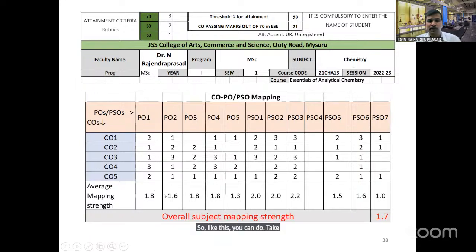Take the average of all this. The average mapping strength for PO1 is 1.8, 1.6, 1.8, etc. The overall average of all this last row means the COs are mapped with POs to a medium strength here, that is 1.7, nearing 2. Nearing 2, you can see here. This is all about the mapping.